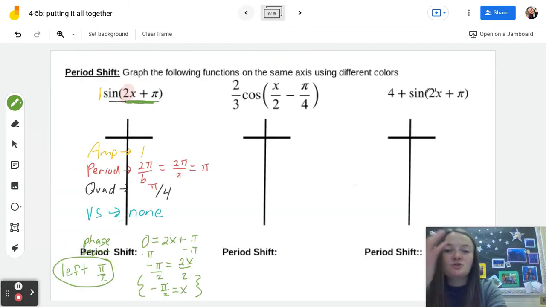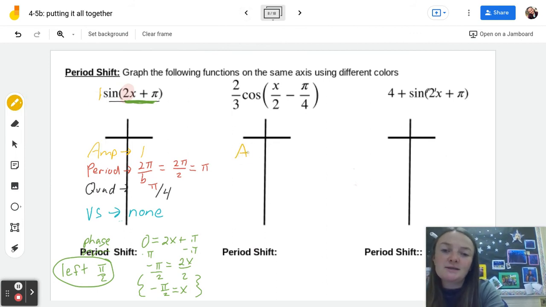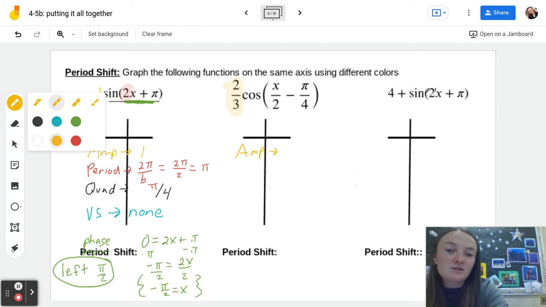All right, so we have 2 cosine of x over 2 minus pi over 4. So we're going to start with the first question. What is the amplitude? Well, the amplitude is the number that is in front of the trig function. In this case, it's being multiplied. It's always going to be multiplied. It's going to be 2 over 3. So the amplitude is 2 over 3.